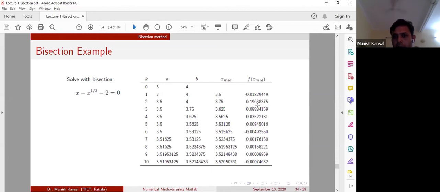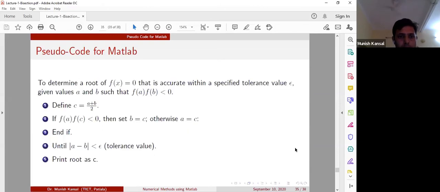The last column corresponds to the value of the function at this root. Ideally this should be 0. But it does not become 0 because these are approximations. We will not get exact 0, but this is closer to 0. If you look at the 10th iteration, this is almost 0. So if you increase the number of iterations, we hope that you get a better approximation. This is the idea of an iterative technique.